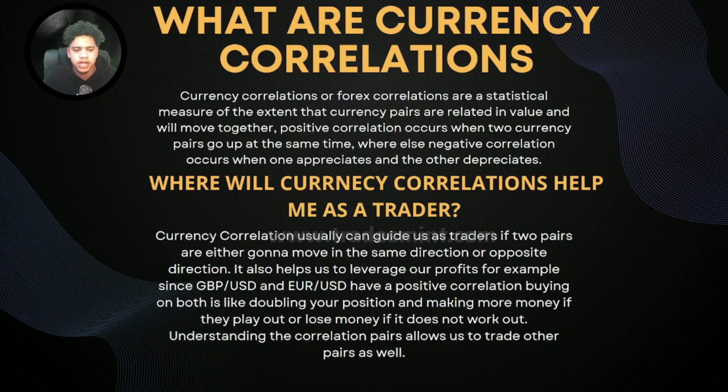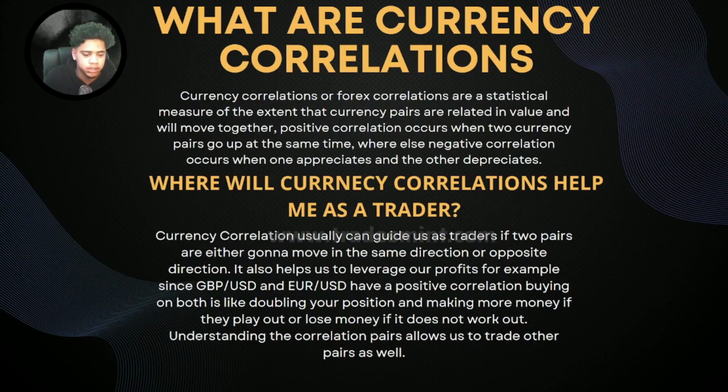Where will currency correlations help me as a trader? Currency correlation can guide us as traders on whether two pairs are going to move in the same direction or opposite directions. It can also help us leverage our profit. For example, since GBP USD and Euro USD have a positive correlation, buying both is like doubling appreciation and making more money if they play out, or losing more if they do not. Understanding the correlated pairs allows us to trade other pairs as well, not just one pair.